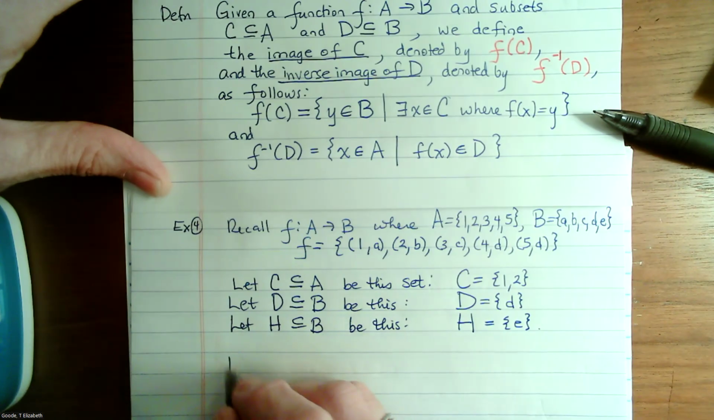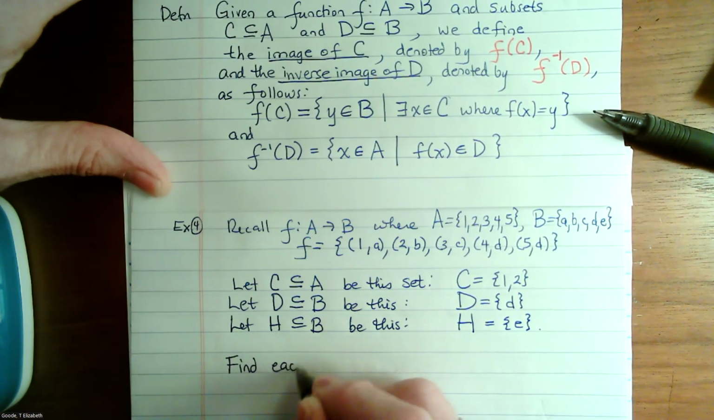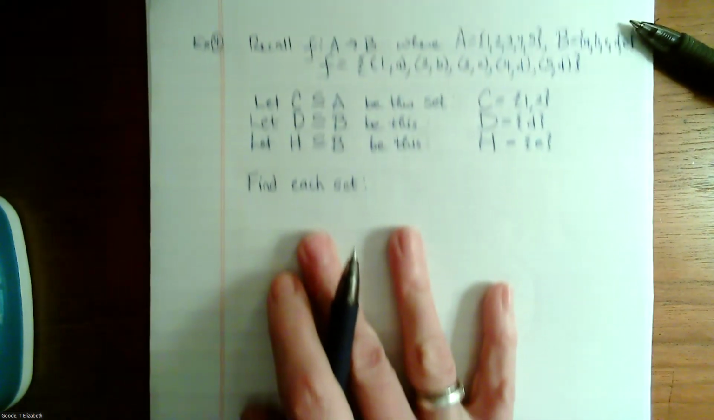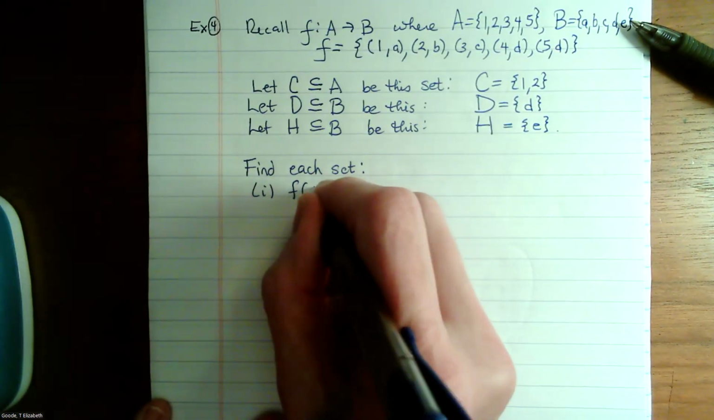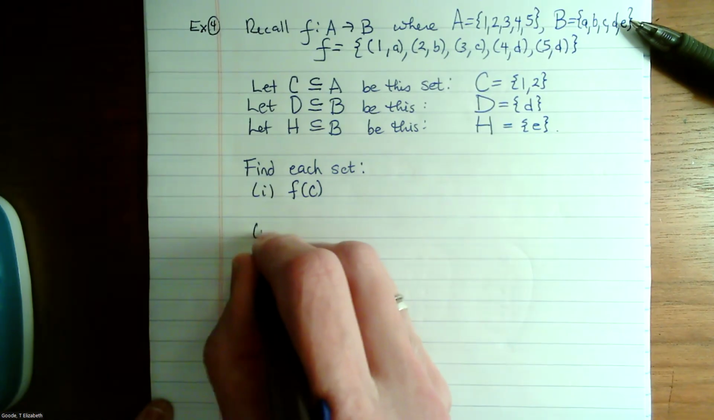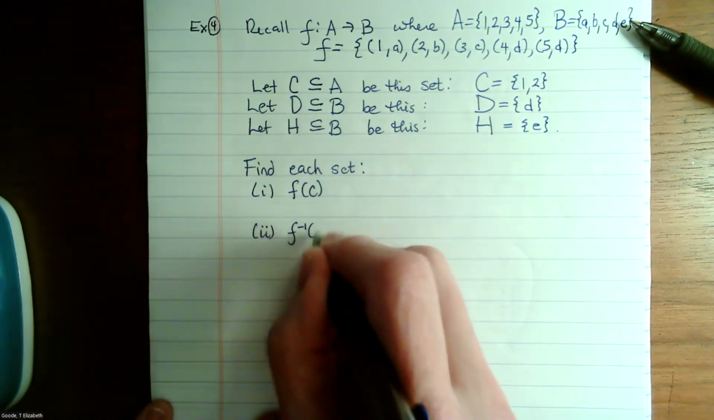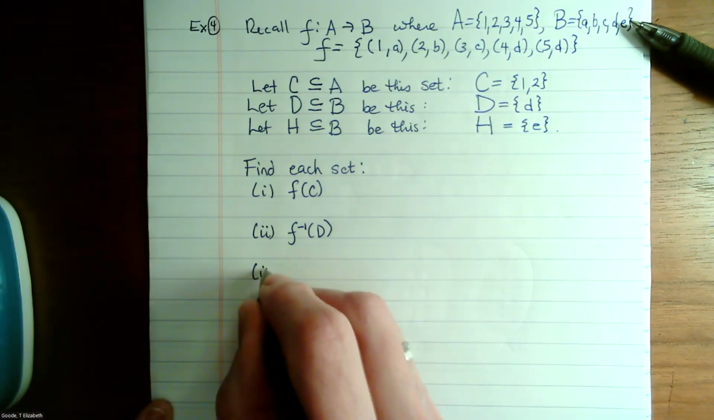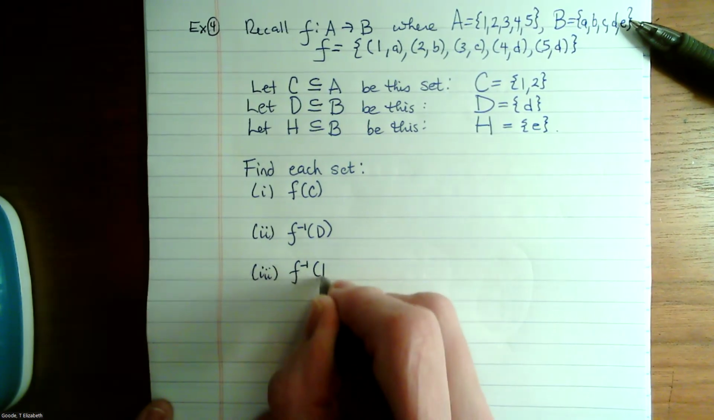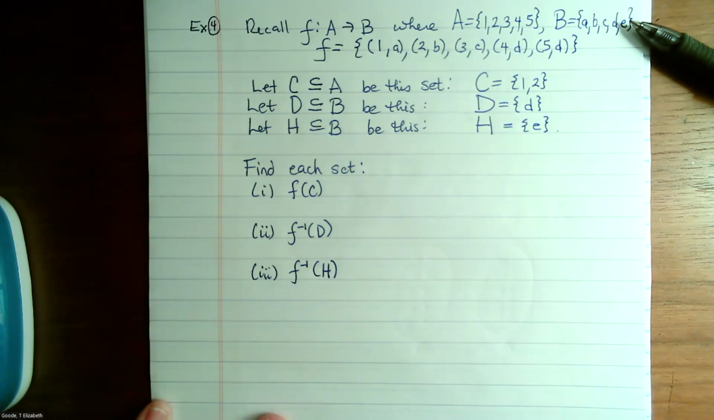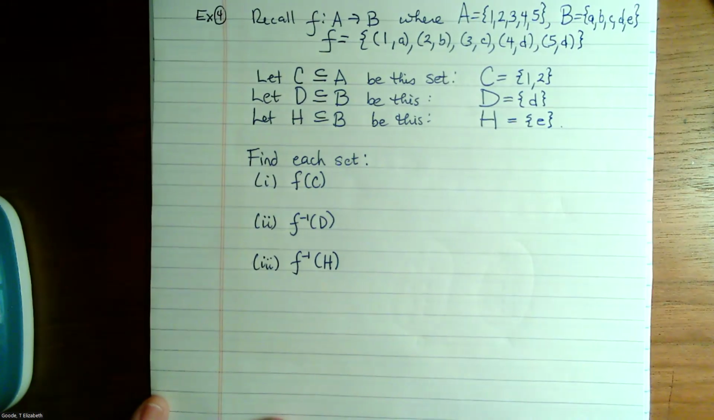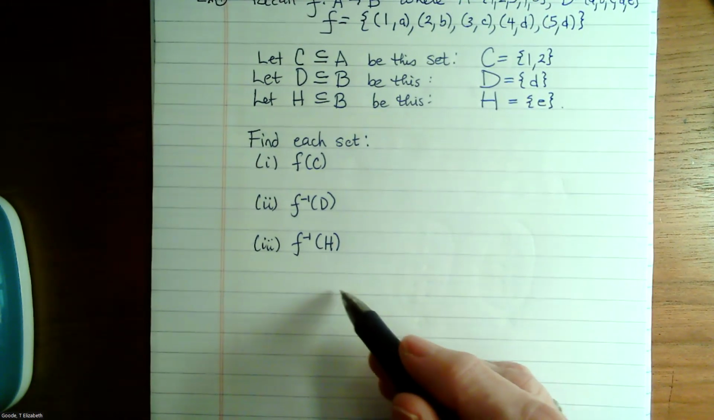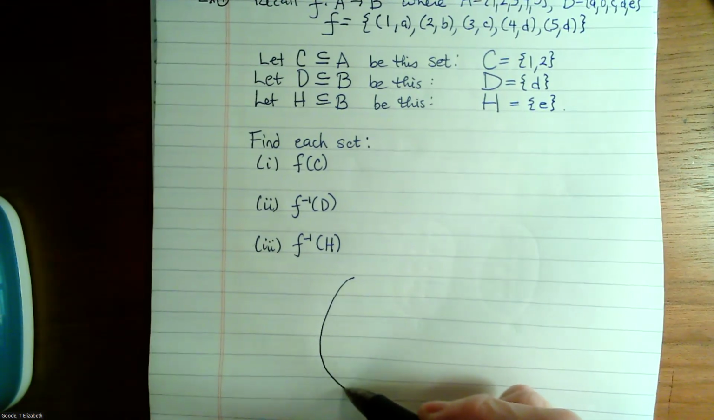All right, we're going to find each set. First, we're going to find f of C. Then we're going to find f inverse of D. And then we'll find f inverse of H. Okay? Now, before we try to find these, I'd like to add a picture here to kind of help you see what's going on.